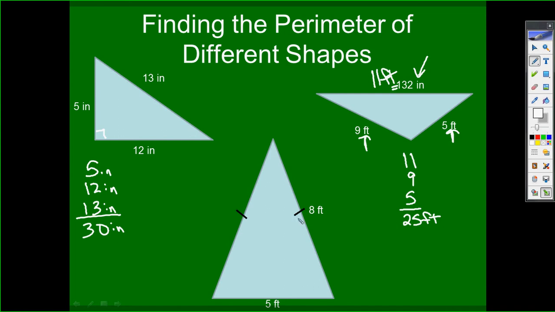The third example that you see here, there are tick marks on each of these 2 sides, which tells you these 2 sides are congruent, which means this side is also 8 feet, meaning that I have an acute isosceles triangle. 8 plus 8 is 16, and then I add 5 more to that, gives me a sum of 21 feet, or a perimeter of 21 feet.